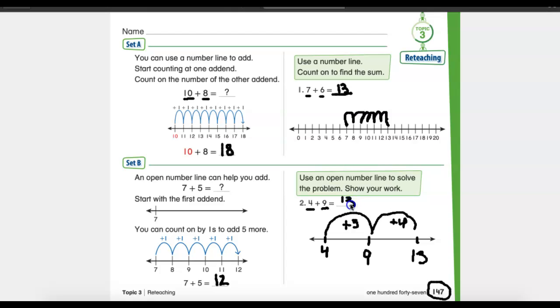So for number 2, I have 2 options. You can show how to use an open number line using 5 and 4, or if you want to use 2 other numbers to add together to make 9, show me that too.